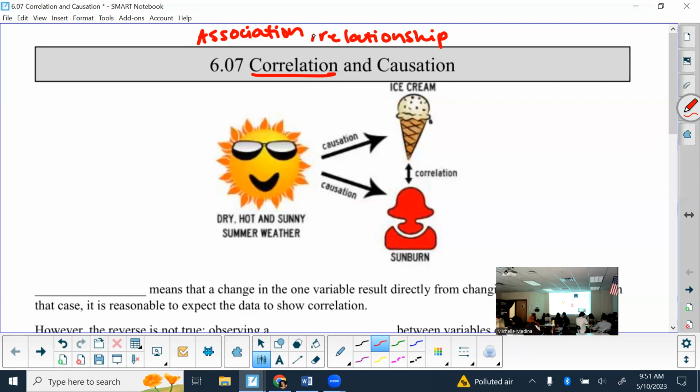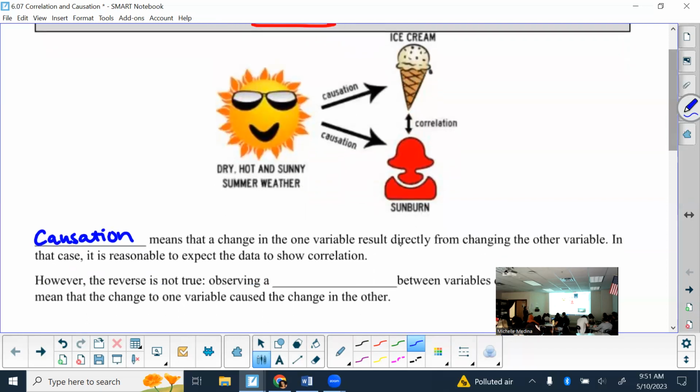So correlation we talked about before. Causation, not yet, but what's the prefix of that word? Cause. So causation is where it directly causes something else. So that's actually what this first blank is right here. Causation is that a change in one variable results directly from changing the other variable. In that case, it's reasonable to expect the data to show a correlation, a relationship between the two variables.